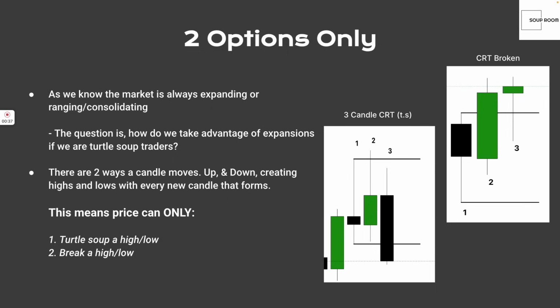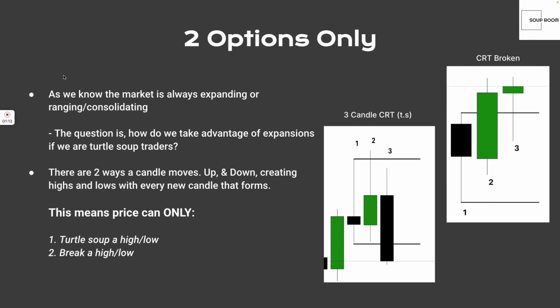So, as we know, we've learned Turtle Soup within the 3 candle or the inside bar plus CRT. So we already know how this example functions. First candle creates the range, second candle soups the high, third candle distributes expanding lower. However, the second option, the second way price is able to move, is expanding. We are no longer souping the range high, we are expanding and closing above it.